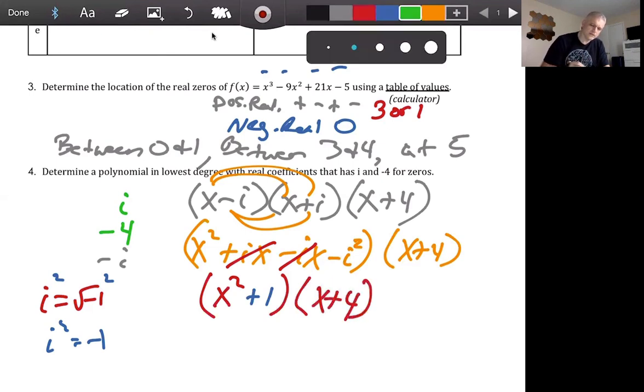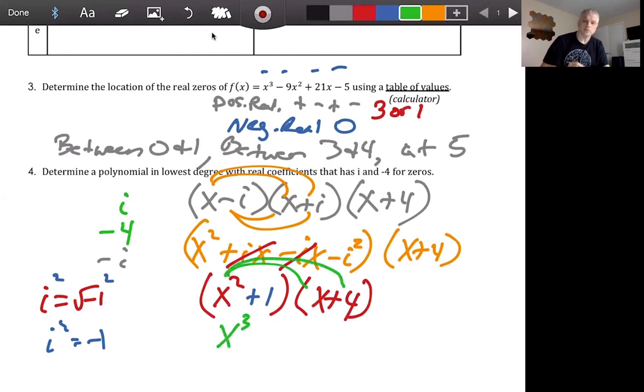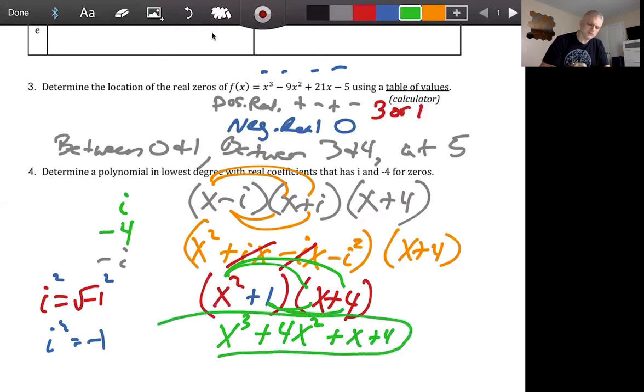All right, let's FOIL again. X squared times x is x cubed. X squared times positive 4 is 4x squared. Positive 1 times x, positive x. Positive 1 times 4 is plus 4. Look, there are no like terms whatsoever. So I'll call this f of x. This is a polynomial. It's third degree.